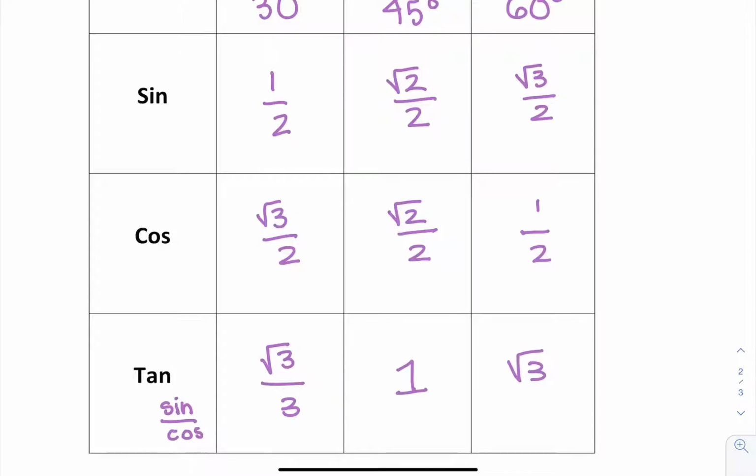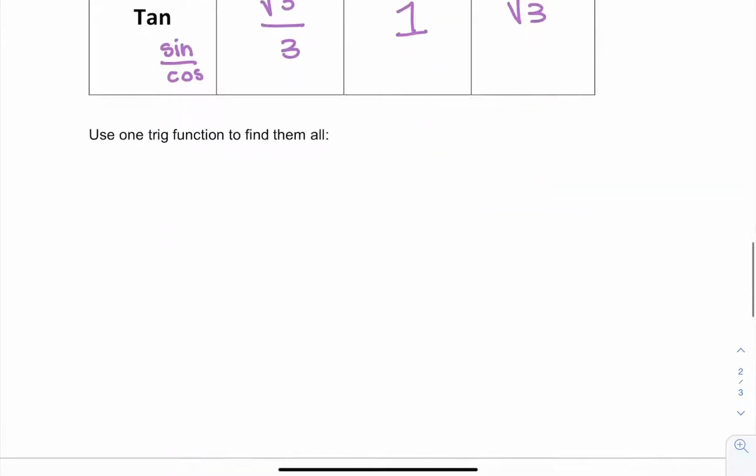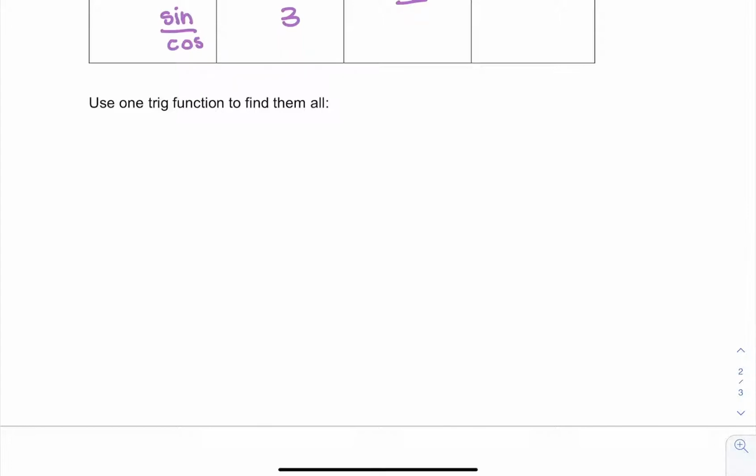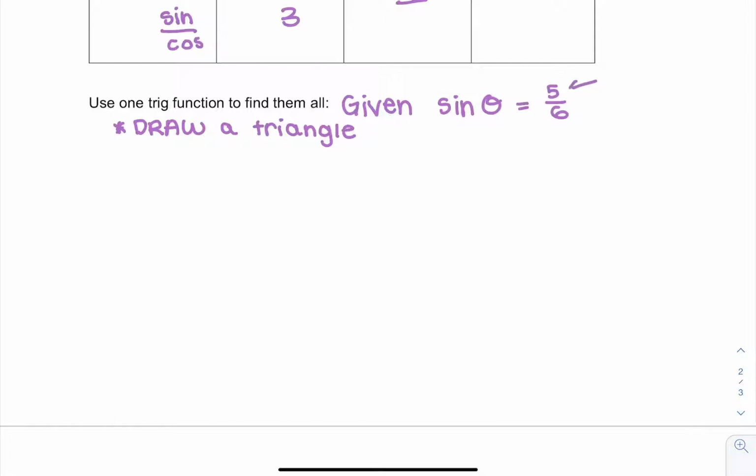So these should be 9 numbers that you can recall pretty easily, and you have to memorize them at first. Now, given one trig function, we know the rest of them. Given sine of theta equals 5/6, what you're going to do is draw a triangle that makes sense for what you're given. So if we know 5 over 6, then we have to figure out SOHCAHTOA, so this is opposite over hypotenuse.